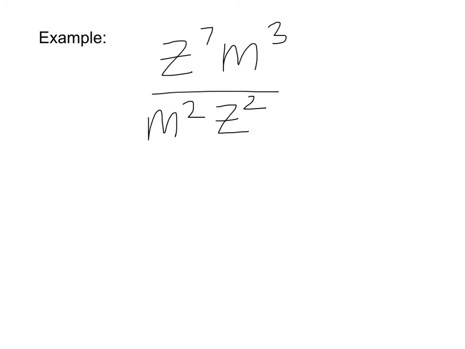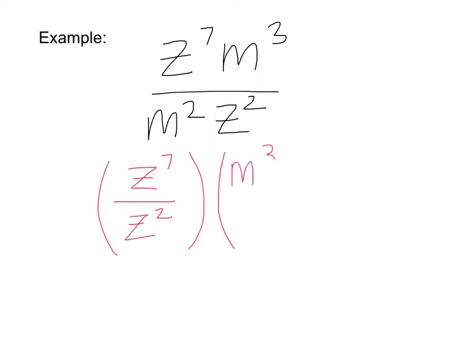So underneath you would write z to the 7th over the other z that's in the denominator, which is z to the 2nd. I'm going to go ahead and put this in parentheses since I want them to be together. And then I'm multiplying m to the 3rd, which is in the numerator, over m to the 2nd.